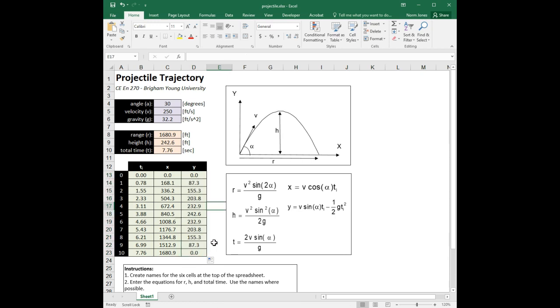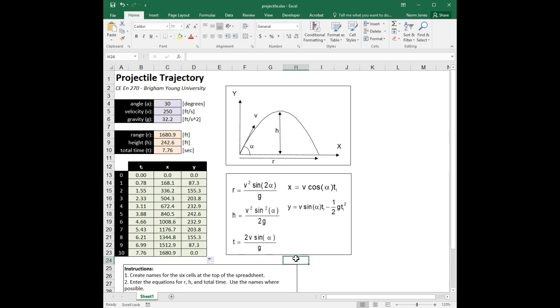Now, to double check to see if we have this correctly, they both should start at 0, 0, which is true. Y should go up to a value equal to the height and then go down to 0. So halfway through here, you'll see that the y value equals the height we calculated up here. And then at the end, it goes back down to 0. And x goes from 0 to the total range r. So it looks like everything is working correctly.